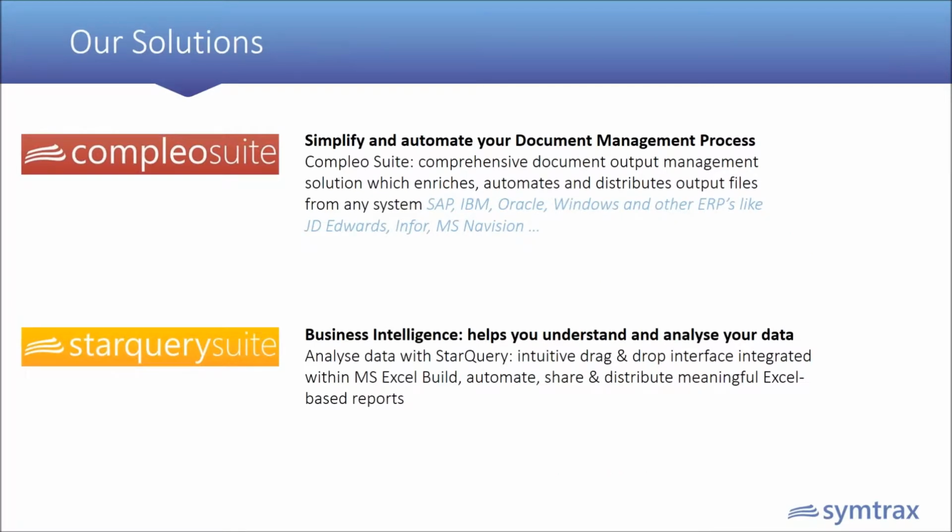So these are the two solutions that we have on offer. One, the Complay suite, is the document management process solution, and the next one is Star Query, which is more of a business analytics built into Excel, which allows organizations to pull out data where required and distribute it normally in Excel.